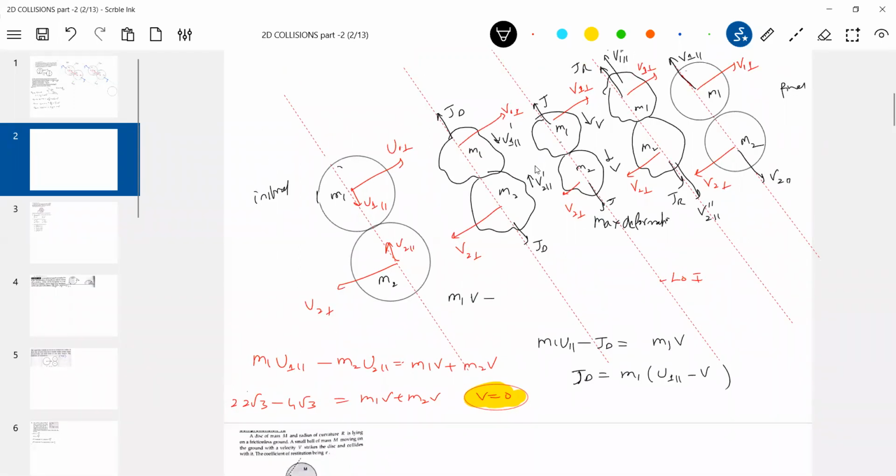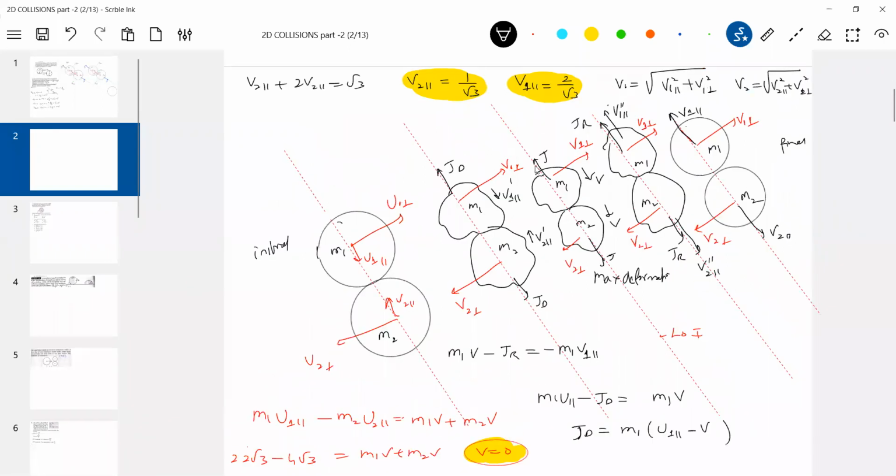Plus JR or minus JR? M1V minus JR is equal to minus of M1 V1 parallel. Solve this, you'll get impulse of reformation. From maximum deformation to final situation. Finally, what will happen? The M1 will be moving opposite to that. So plus JR or minus JR. The JR should be with respect to the velocity V. At maximum deformation, the common velocity is what? M1V in the direction. So I'm taking like this here. Solving this, we'll get the JR.